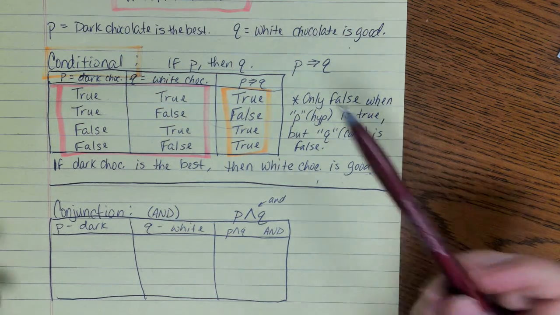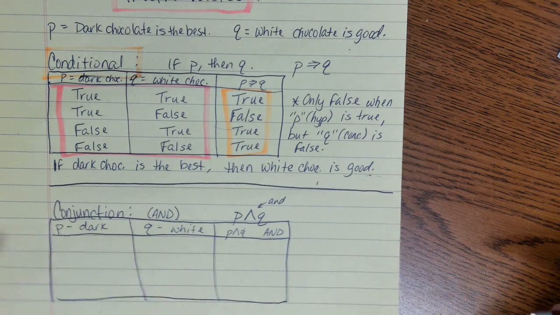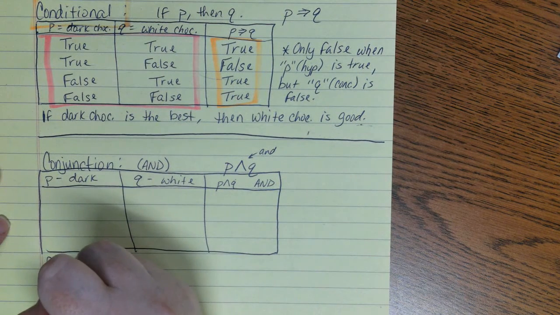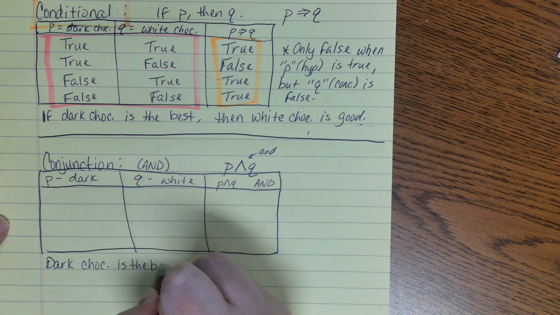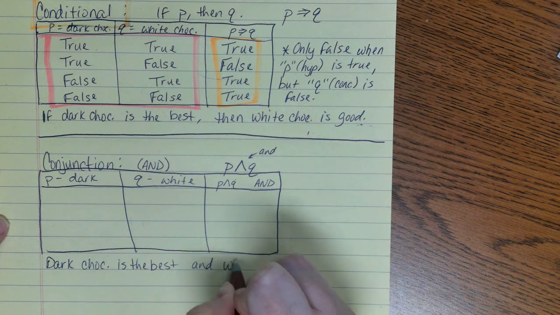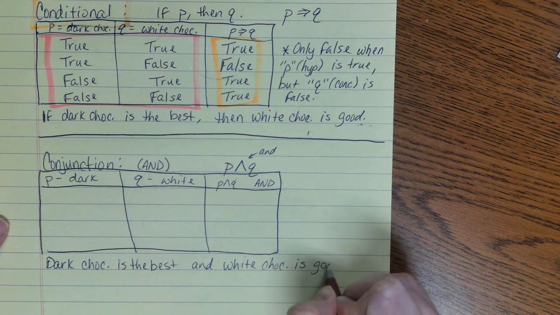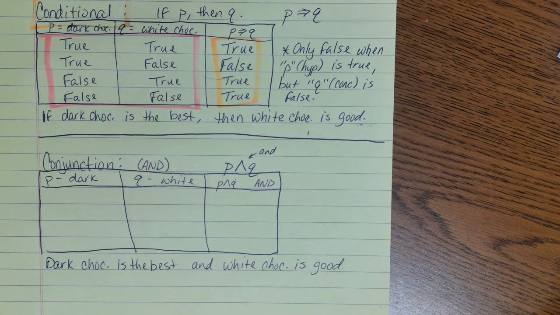Alright, so if we're going to turn this P and this Q into a conjunction statement, an and statement, what would my sentence sound like? Dark chocolate is the best and white chocolate is good. Yep. Dark chocolate is the best and white chocolate is good. Sometimes you can reword based on what it is. Like say if P and Q were dark chocolate is good, Q is white chocolate is good, then you could just say dark and white chocolate is good, and it still has the same meaning. So how you word it will kind of depend on you, as long as it means the same.